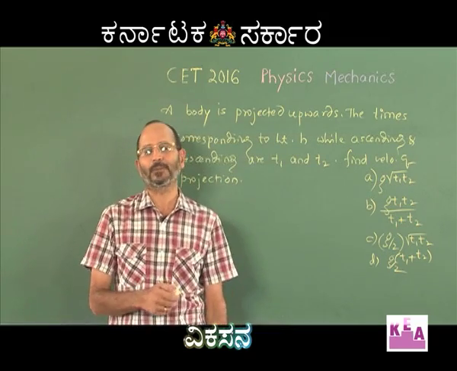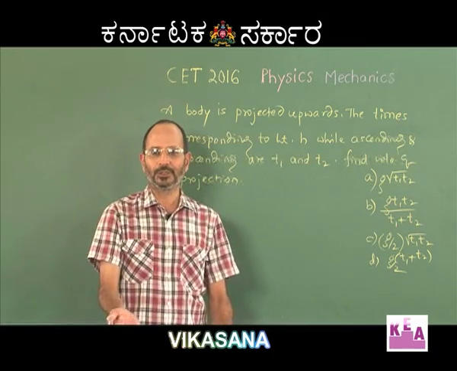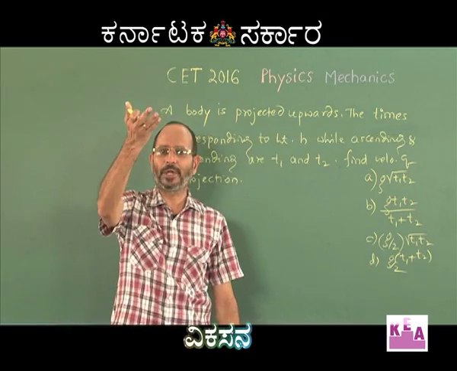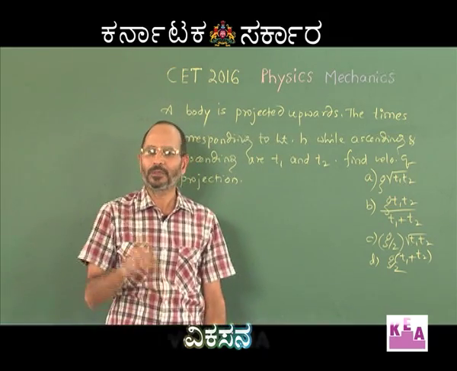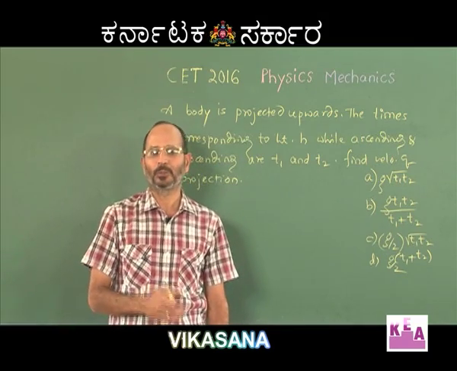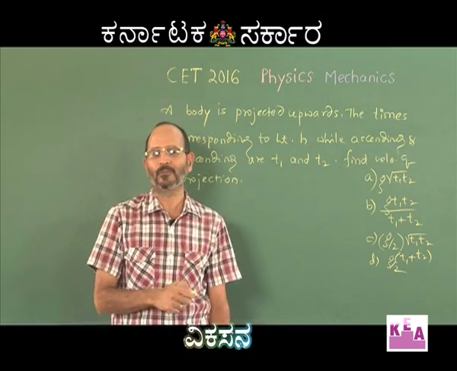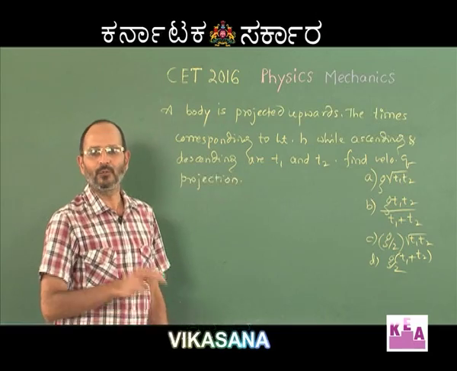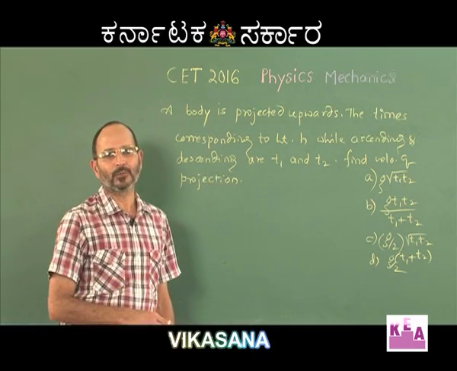twice during its journey. I hope you agree with this, because if you project the particle vertically upwards, say we are talking about this particular height, while ascending it will be at that height, and while coming downwards it will be at the same height. But the times taken to be at that level are going to be different, because one will be while ascending and the other while descending. And he says the corresponding timings are T1 and T2, and he wants you to write the initial velocity of projection in terms of those times, T1 and T2.